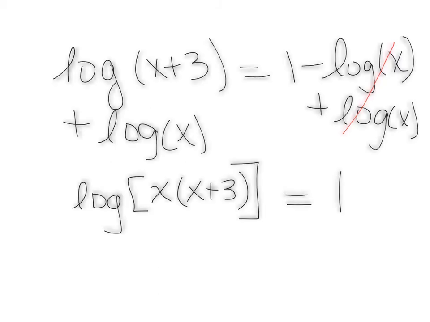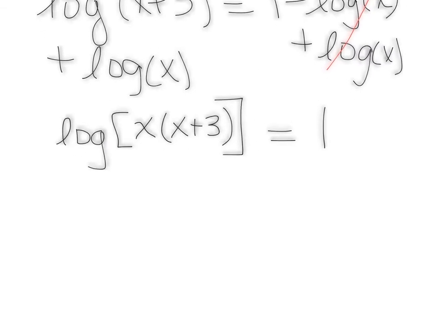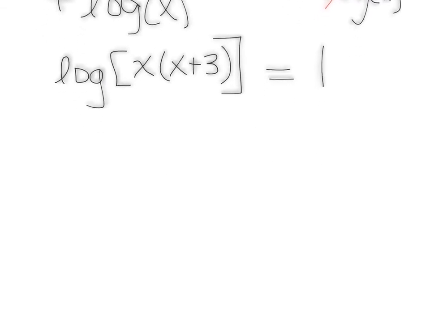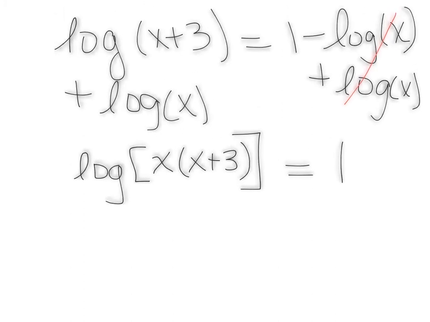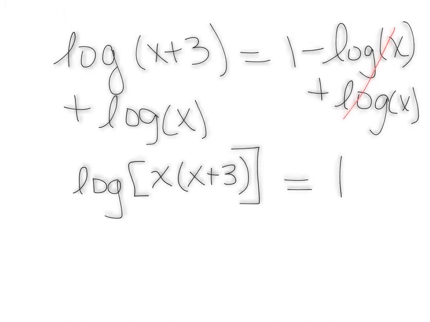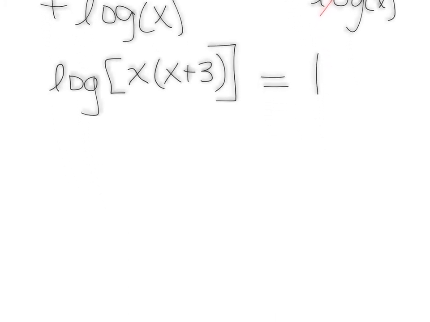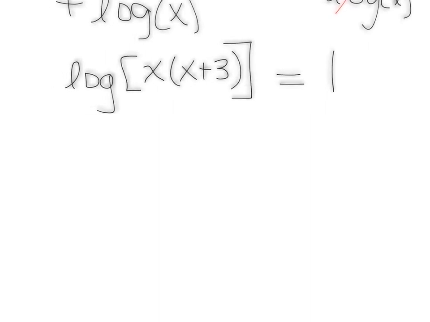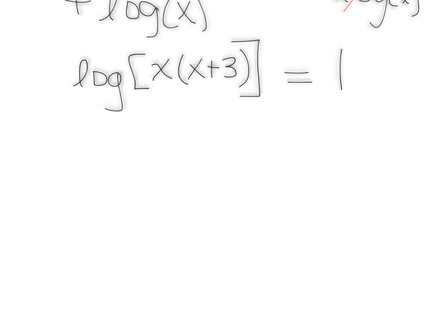Okay, so now let me go ahead and adjust this so we have a space at the bottom. So we went from log of x plus 3 plus log x to log of x times x plus 3 equals 1. So now we want to get rid of this log. How can we get rid of the log? Well, there's no base written here, so this is the common logarithm, which is a log of base 10. So what gets rid of a log? Well, a base of 10.